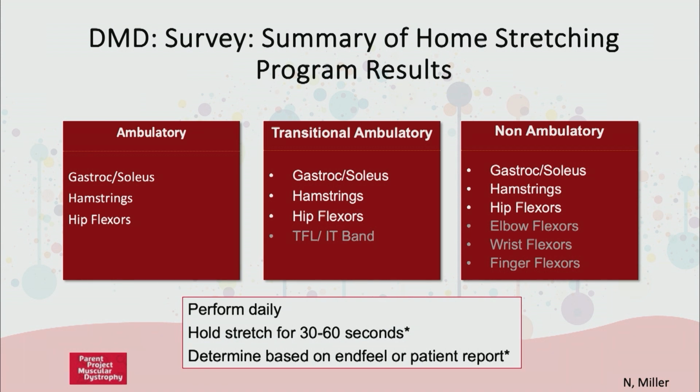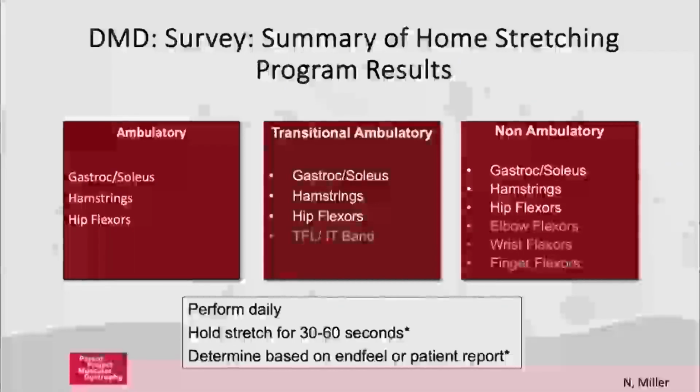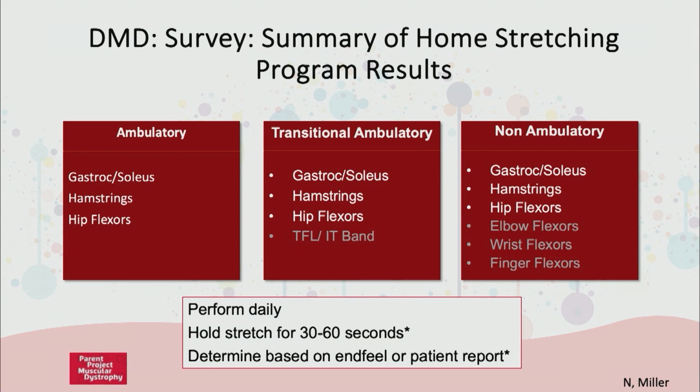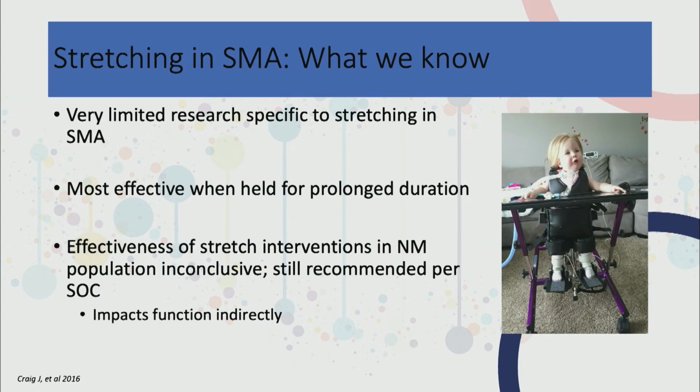And as they move along the trajectory of disease, in the transitional ambulatory stage, they added the IT bands, as you can imagine, with that abducted posture. There's more tightness in the IT bands. And then in non-ambulatory, they added elbow flexors, wrist flexors, and finger flexors. And from the MRI data coming out of University of Florida, one of the first upper limb muscles that become weak are the ones that get you into supination. The general consensus is about 30 to 60 seconds to hold the stretch, and it should be determined by the patient's comfort.